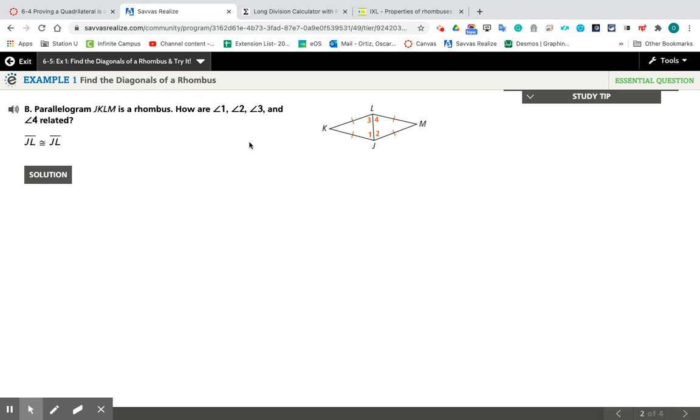We could say that a diagonal divides opposite angles into congruent angles. So it bisects those angles. So the diagonals of a rhombus bisect the angles at each vertex. So notice that the same thing we could have done with diagonal KM here.